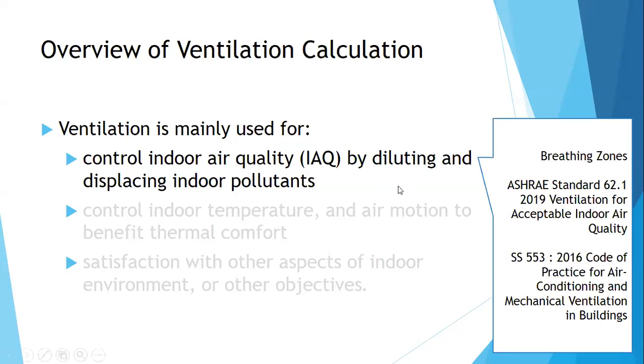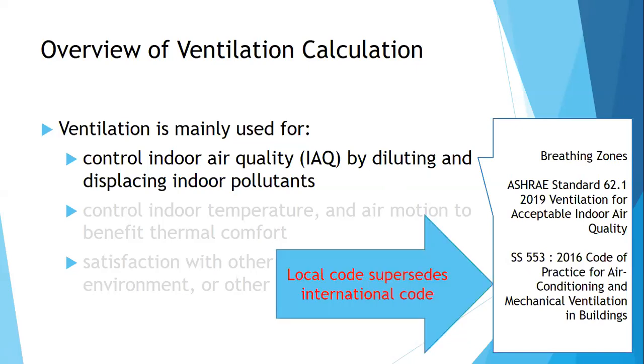Earlier, we used 2 standards. First is the ASHRAE standard 62.1-2019, Ventilation for Acceptable Indoor Air Quality, and we also used SS 553, or the 2016 Code of Practice for Air Conditioning and Mechanical Ventilation. So sometimes we would be confused about which code or which standard we are going to use. However, local codes always supersede the international codes. The international people will not be signing your plans, so the local authority will be the one signing your plans. So always follow whichever is higher based on the local codes.